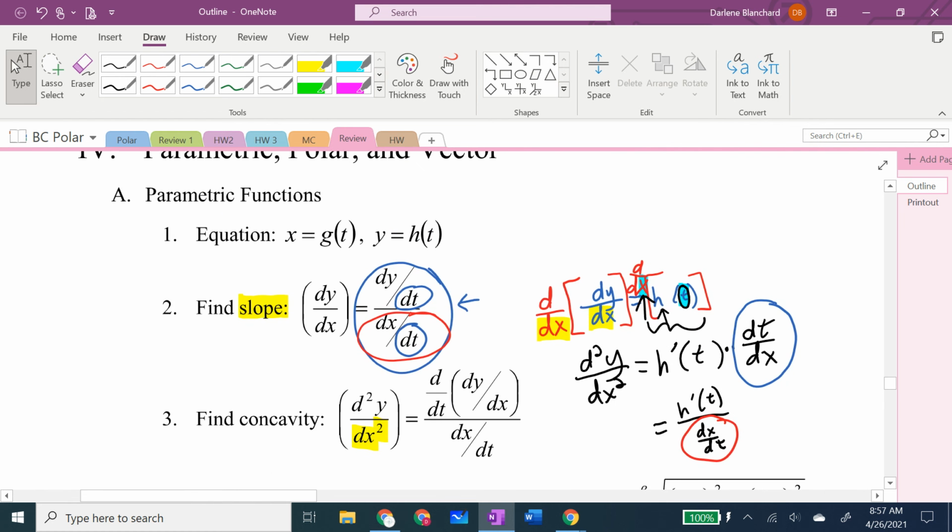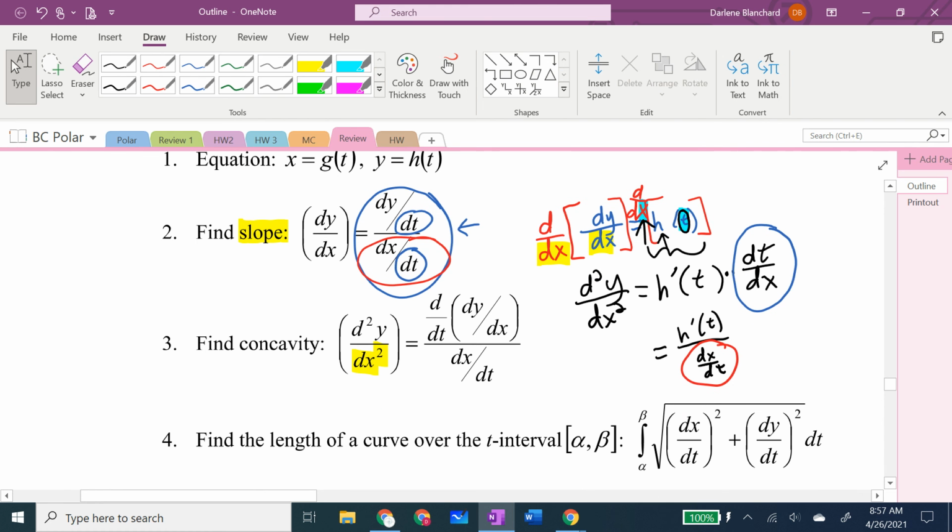So what I want to really have you take a look at and study, if you don't already feel comfortable with this, is when we're looking at functions with an x function and a y function, where we've got slope and concavity the hard way, shall we say, rather than when we have just y equals f of x.